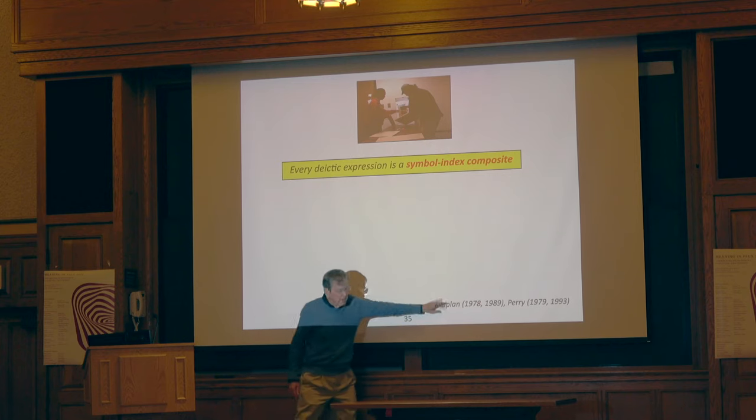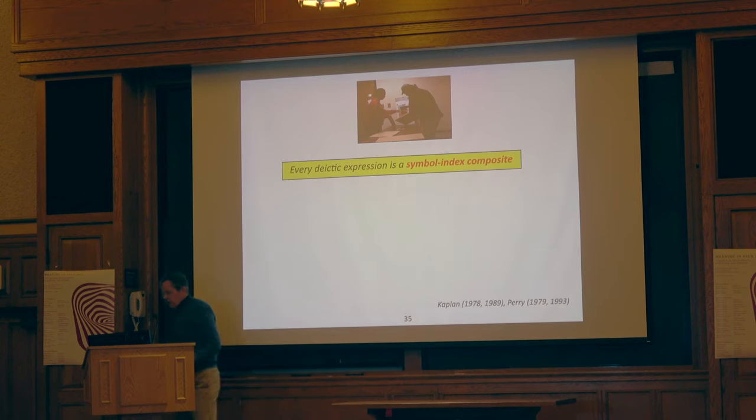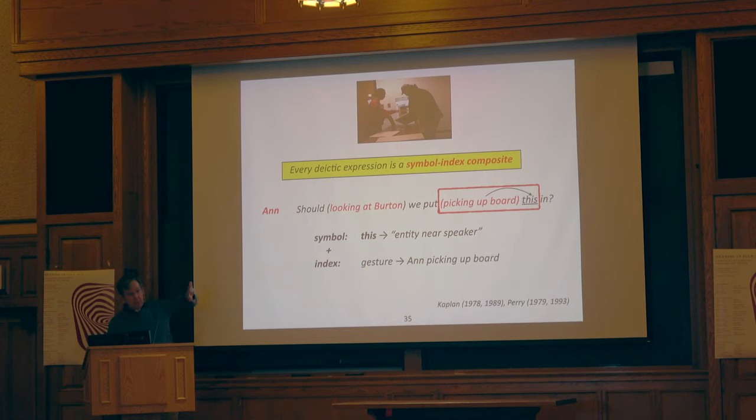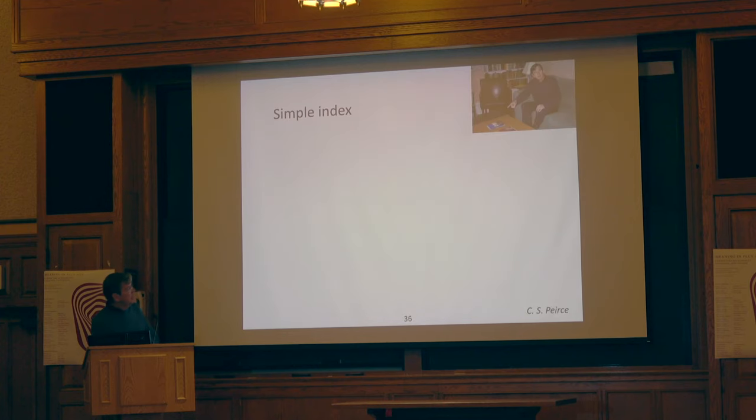This is old work by David Kaplan and John Perry, arguing that every deictic expression is really a symbol index composite. So if you take up that pair, so she's picking up the board and saying this, to get this right, you have to look at those two parts, the symbol and the index, and as long as you combine them, you can figure out what it is that she is saying.